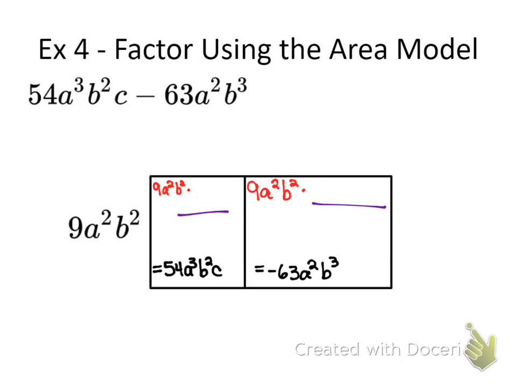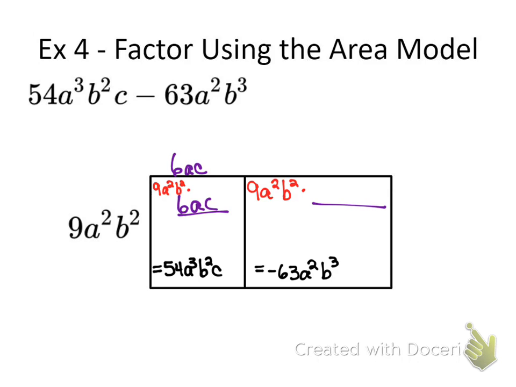Okay, how do I find my missing length? What thought process do I use here, Maddie? Okay, what does that equal? Okay, so I know if I take 9 times 6, I'm going to get 54. Now I have to worry about my variables. So I have a squared and a to the third. How many more a's do I need? Just one. And then what about b? Do I need any more b's? Nope. And then I don't have any c's up here, but I have one down here. So how many do I need? Just one. So my length is 6ac.